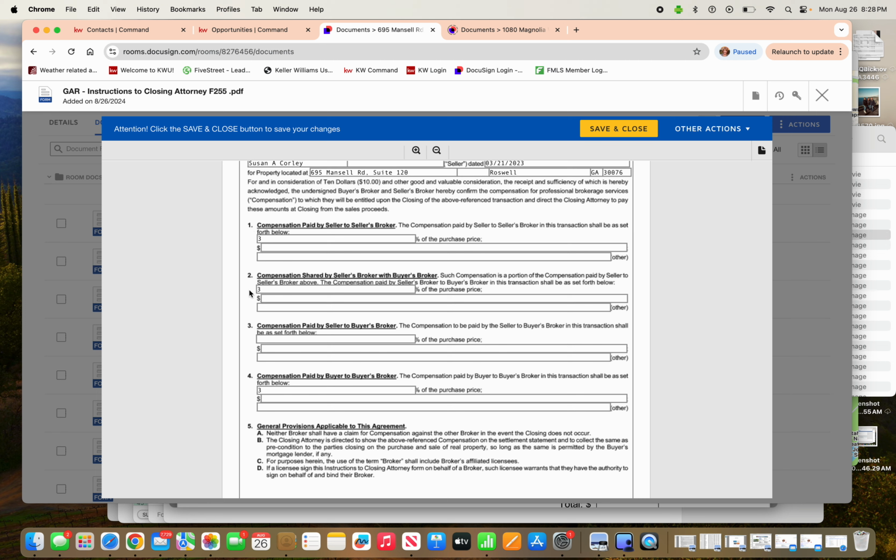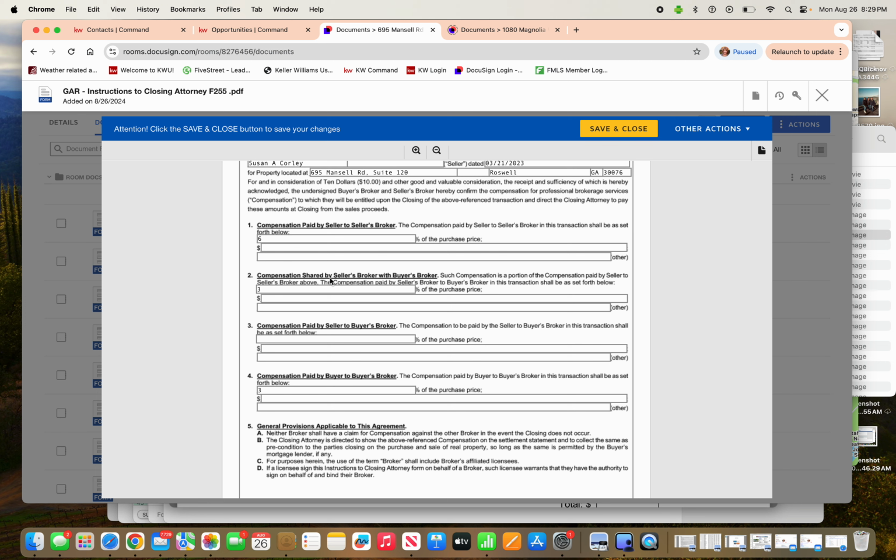3 and 4 are slightly different. So here's how it goes. 1 and 2, compensation paid by seller to seller's broker is going to be, and this is actually 6% of the purchase price. You cannot type in 6, it only wants a number, just FYI there. So that's what we always put before.